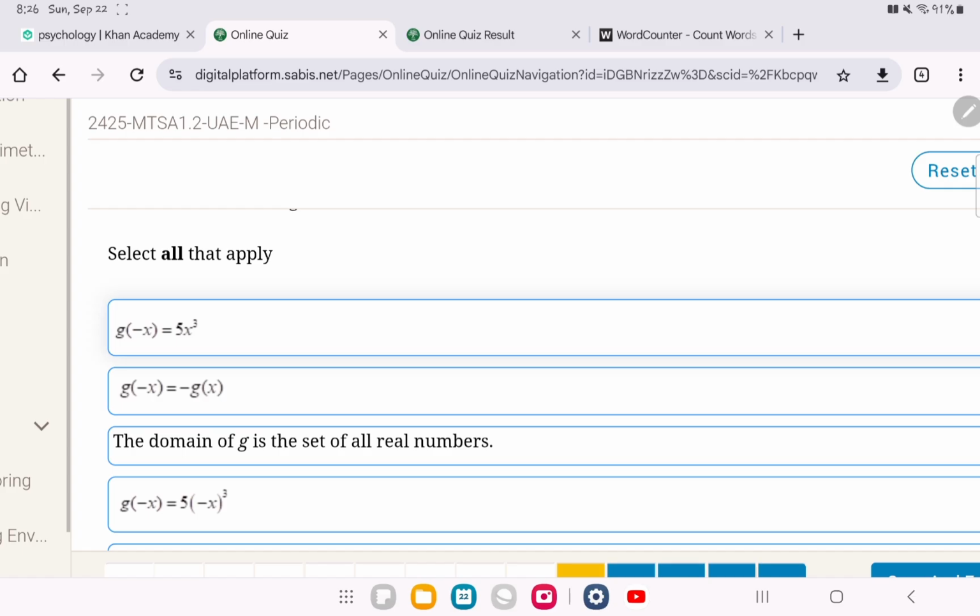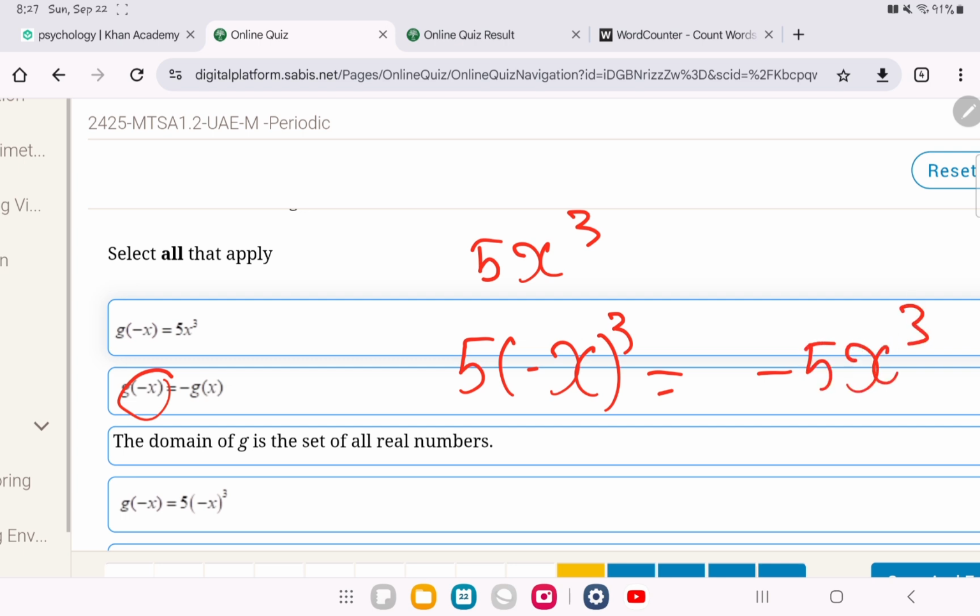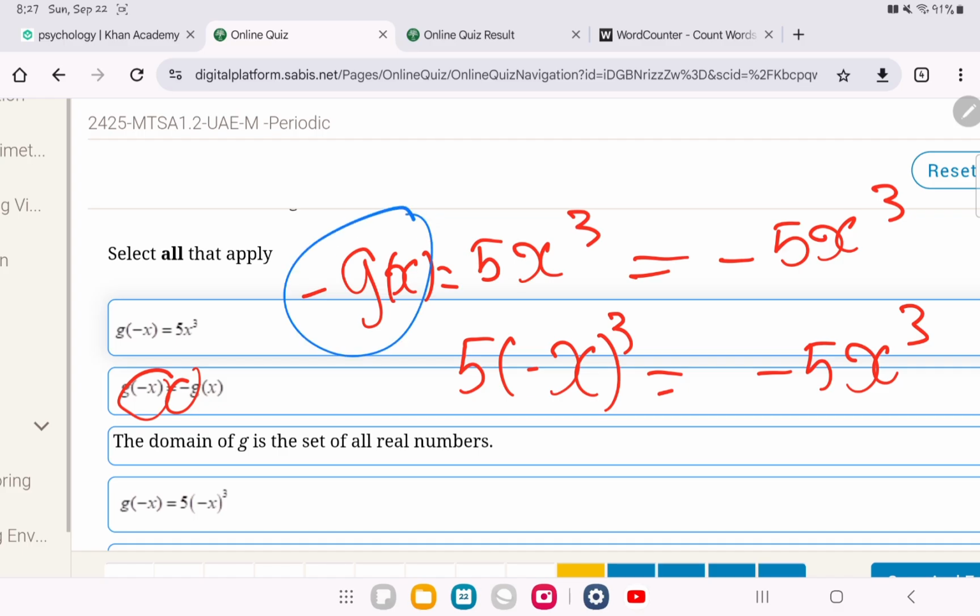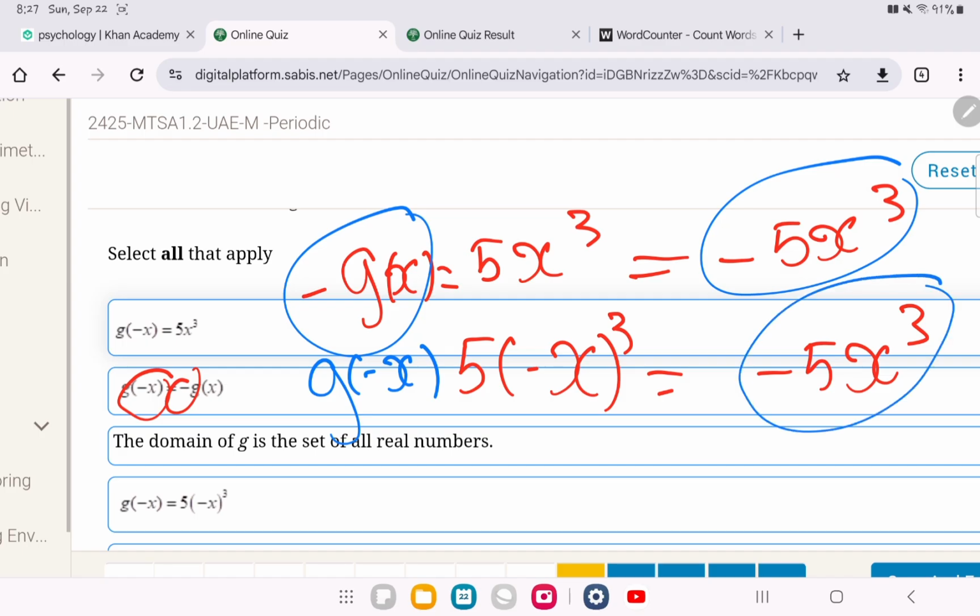Now, g(minus x) is equal to minus g(x). Let's see, we have 5x to the power of 3. If we put minus x, we're going to have 5 times minus x to the power of 3, which is then minus 5x to the 3. g(x), we said, was 5x to the power of 3. If we put a minus in front of the 5x, then it will become minus 5x to the power of 3. So definitely minus g(x) is equal to g(minus x), because minus 5x to the 3 is equal to minus 5x to the 3, okay?